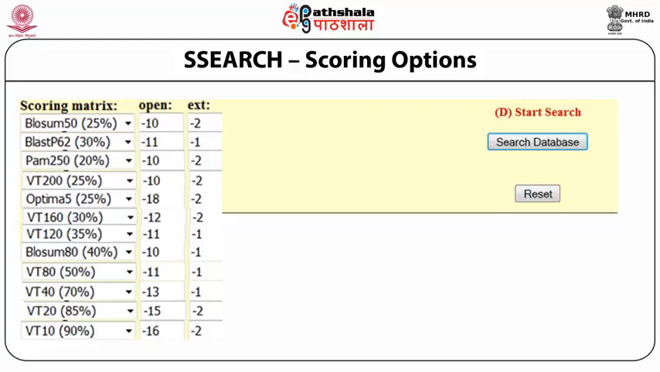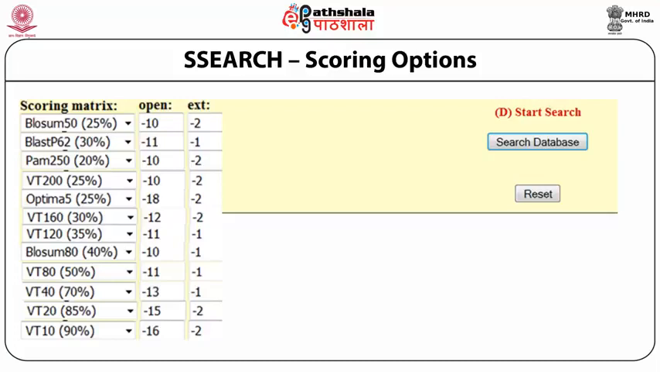For example, if you select BLOSUM 62, then the open gap penalty will be automatically set at -11 and the extension gap penalty will be automatically set at -1. On the other hand, if you use, let us say for example, PAM 250, then the open gap penalty will be automatically fixed at -10 and the extension gap penalty will be set at -2.